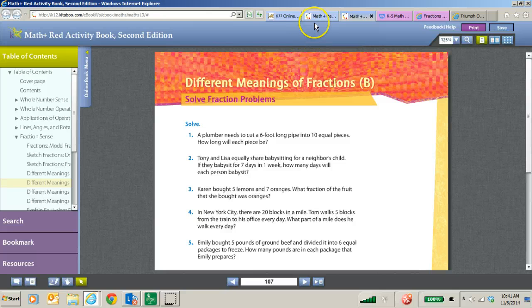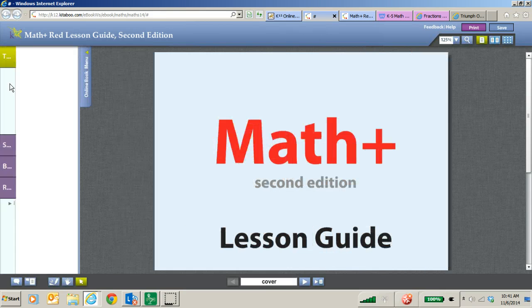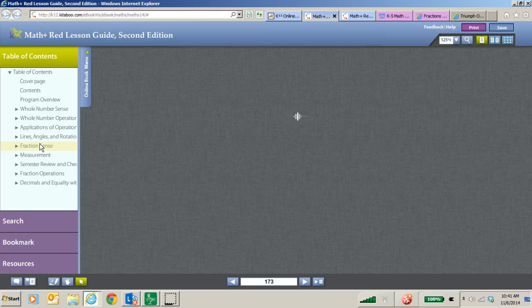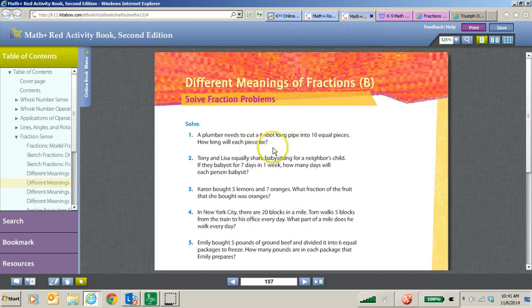So don't hesitate to pull out that Learning Coach guide. That's what it's for. You can go right to that fraction sense unit and preview this before your student does these activities. I know it's kind of slow on my computer, so we'll head back to this.